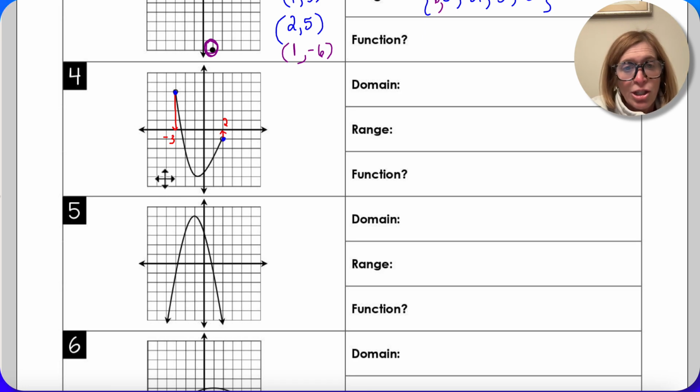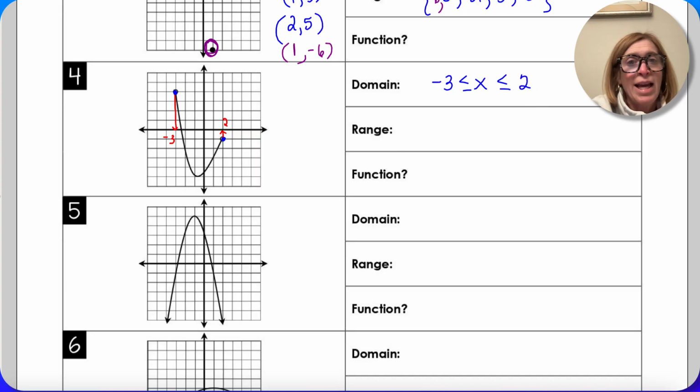We're going to talk about what we do otherwise. So close those in. So that means that my domain, remember, we want it to be in between. We want all the x's in between -3 and 2. And we write that as an inequality. And we place x between -3 and 2.